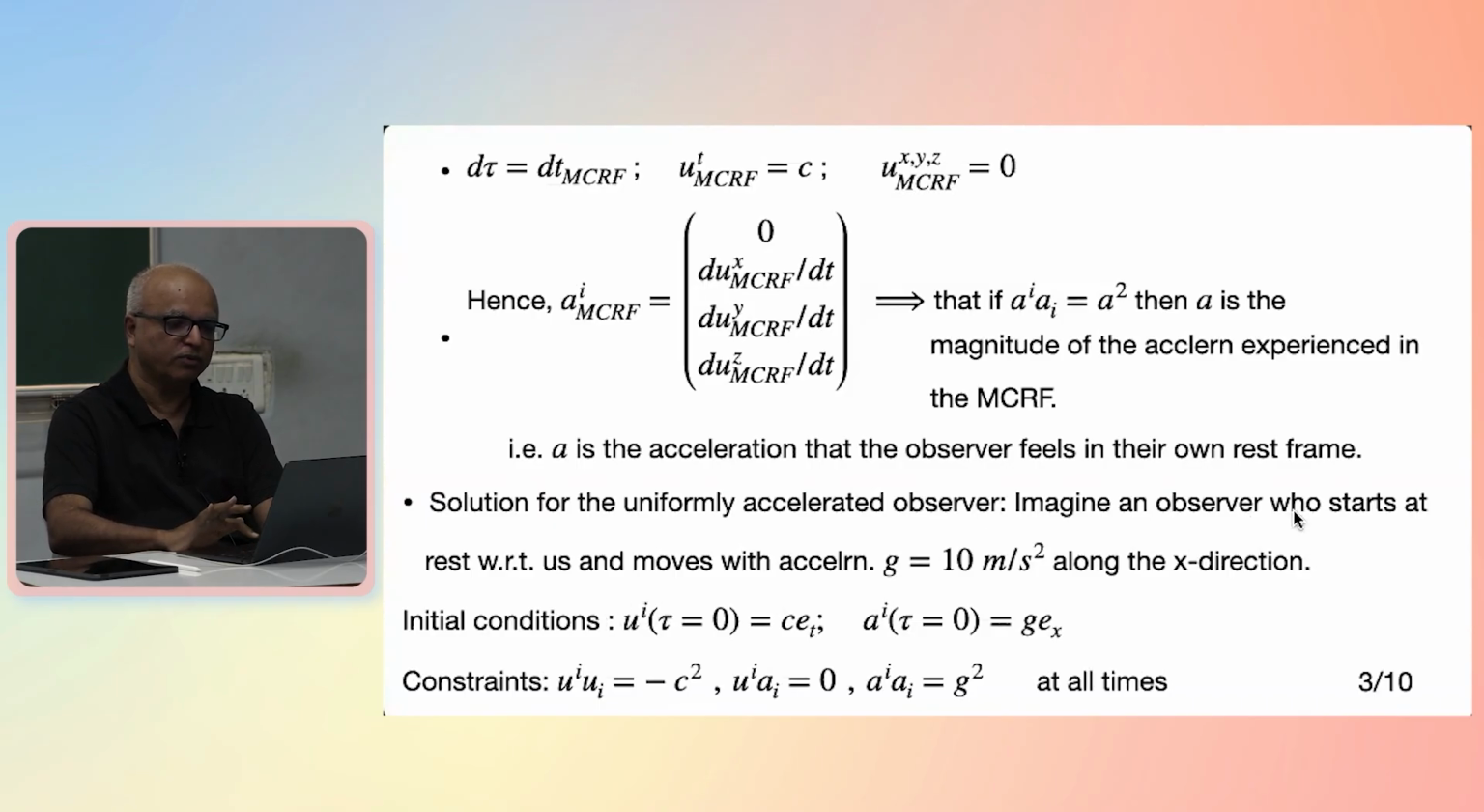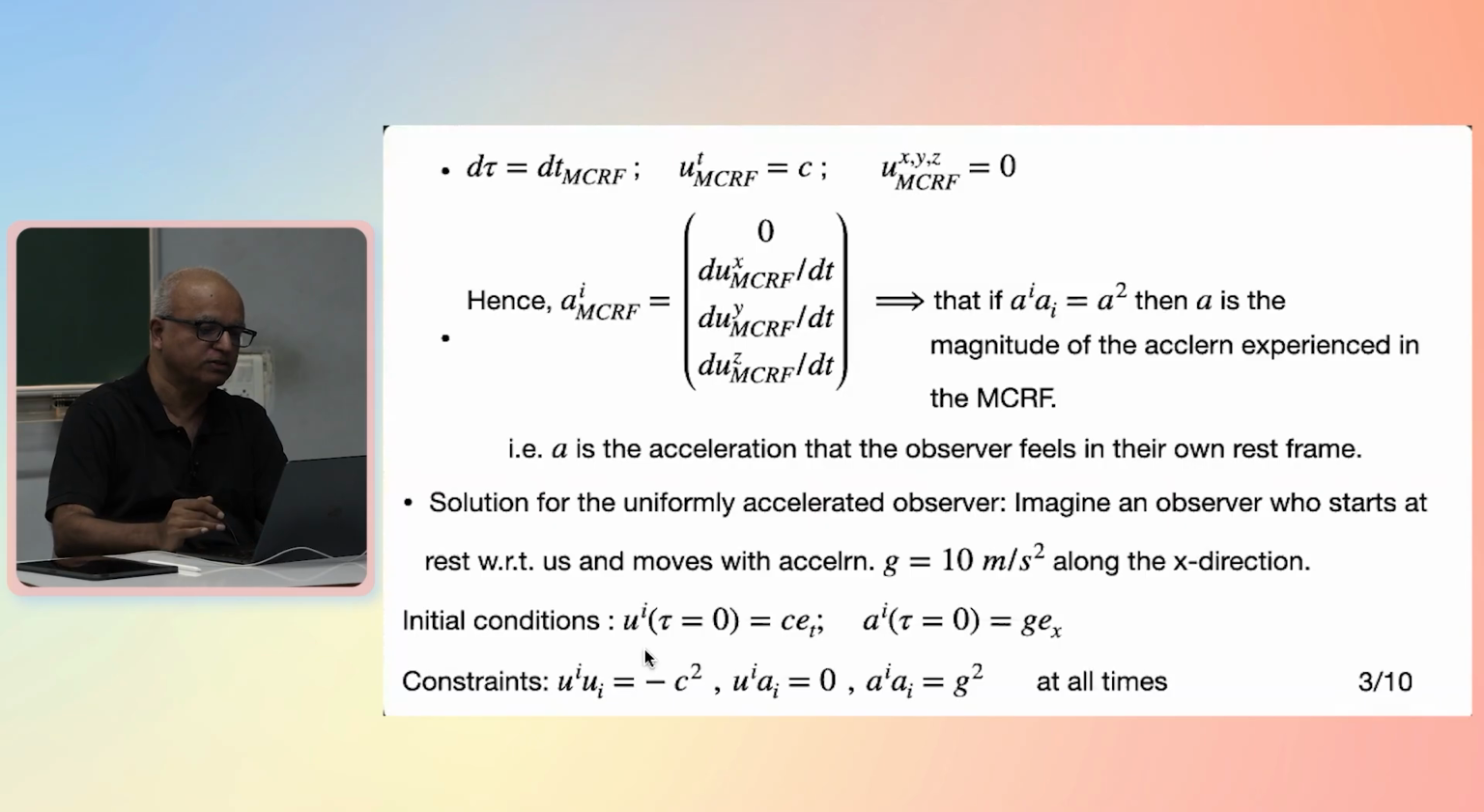Imagine an observer who starts at rest with respect to us and moves with an acceleration of 10 meters per second square along the x direction. The g can be anything. We are going to put in numbers, because you have to answer which of the twins is younger. So, I will put in these numerical values. We are at rest here and someone starts accelerating along the x axis.